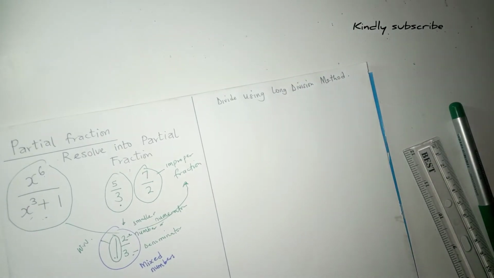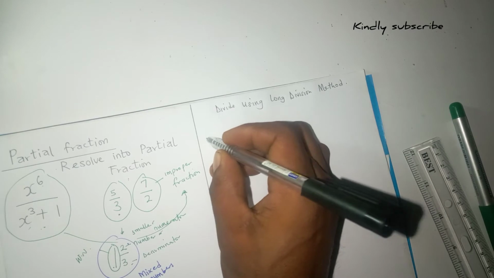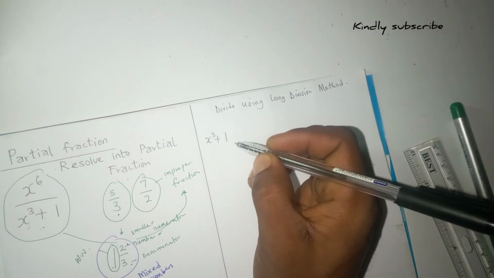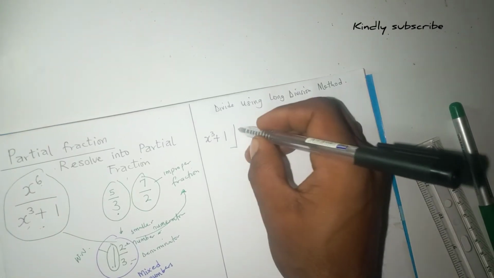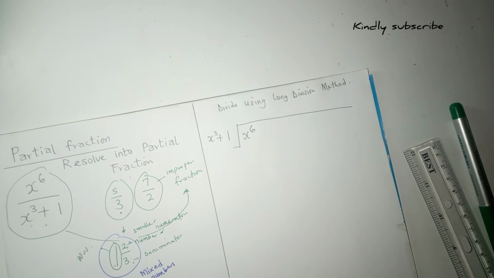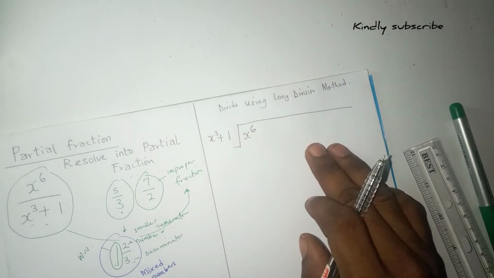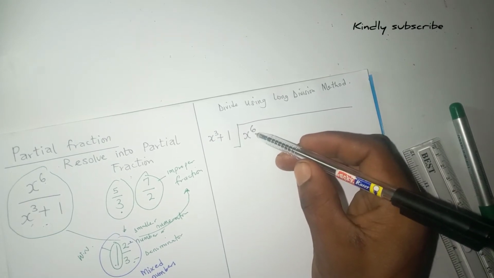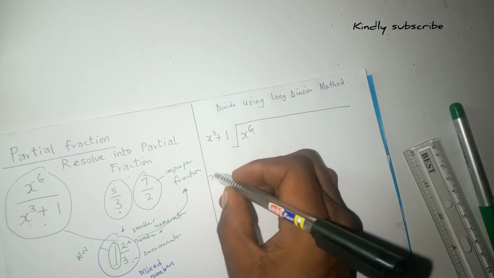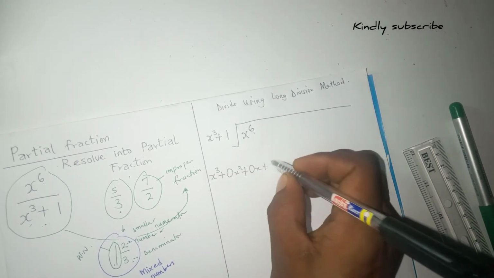While doing this, I'll place my denominator outside. We have x raised to 3 plus 1. To divide this, x raised to 6, I'll have to rewrite this to form a new kind of expression. So I have to create some new identities here by saying x raised to 3 plus 0x squared plus 0x plus 1.